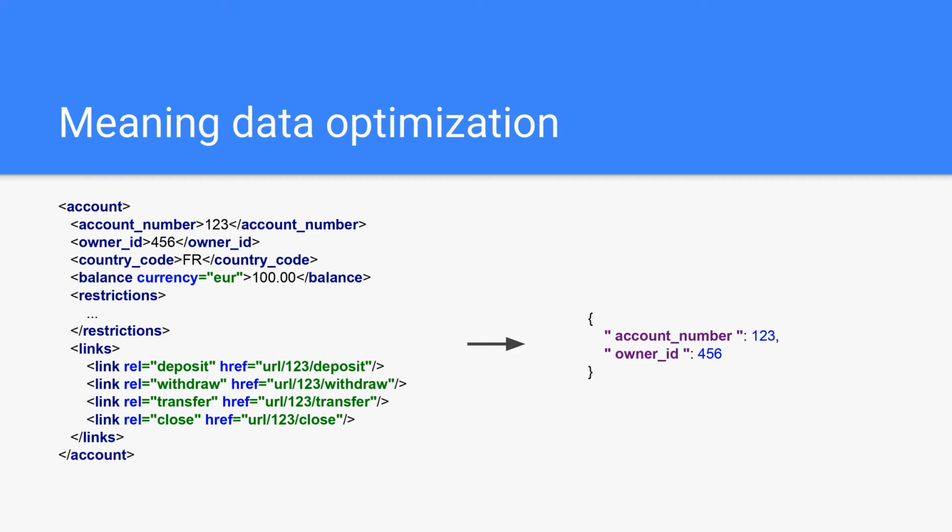In this example, XML response payload is shown on the left side. If Saga requires only account number and owner ID fields as saved data to be used later for commands and compensations, the next data transformation can be used. Data formats can be changed to reduce verbosity. Not required information can be ignored.